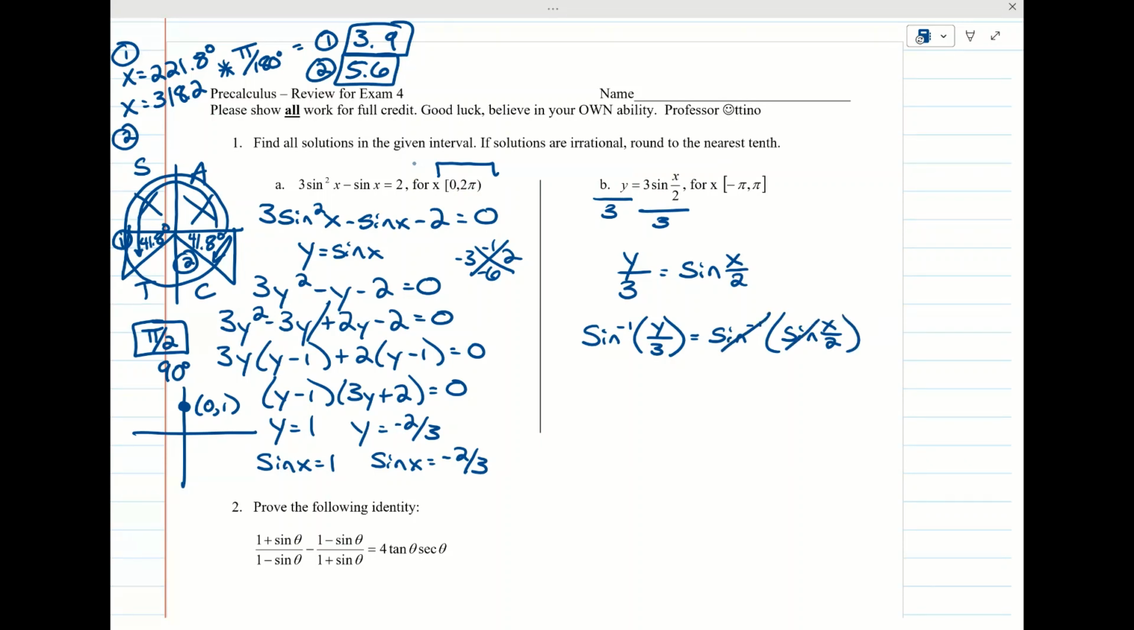Taking the inverse, the sine and inverse sine cancel out, and we're just left with inverse sine of y over 3 is equal to x divided by 2. But we don't want to know what x divided by 2 is. We want to know what just x is. So we can multiply everything by 2 to get rid of that dividing by 2. And we just wind up with x is equal to 2 times the inverse sine of y divided by 3.